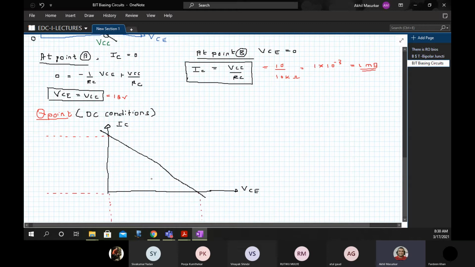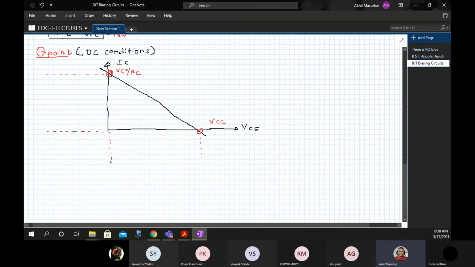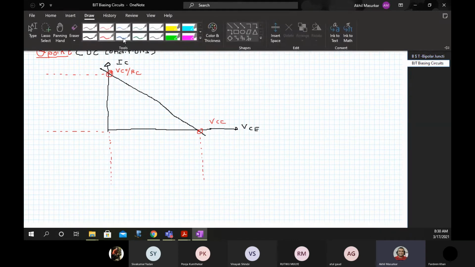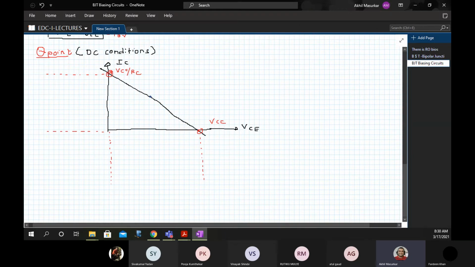Something like this. So we already know these points. This is actually VCC upon RC, and this point is nothing but VCC. So what it means is something like this. If we have a Q point which is somewhere here at the center of the DC load line, and we apply something at the base, we also know that IC is beta times IB.